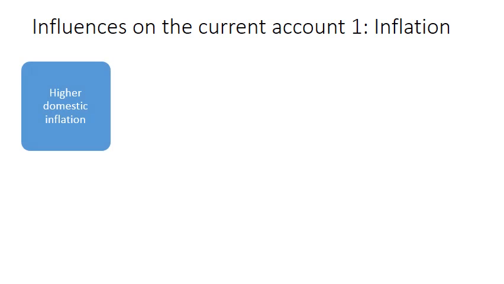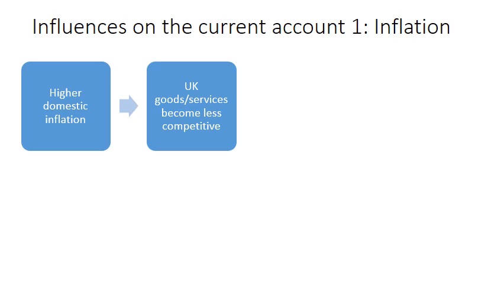So I'm going to take you through three general categories of things that influence the balance of payments on the current account, and the first of those is to do with the rates of inflation. Let's say we had higher domestic inflation, so for example a higher rate of inflation within the UK. The effect on the balance of payments will be through this causal chain. Firstly, UK goods and services become less competitive. So compared to foreign countries, goods produced in the UK now cost more because we've had higher inflation.